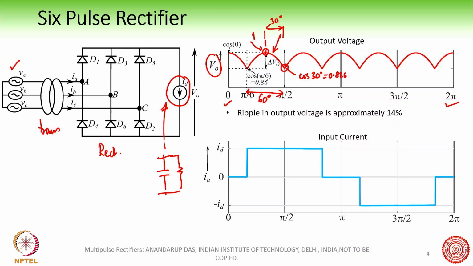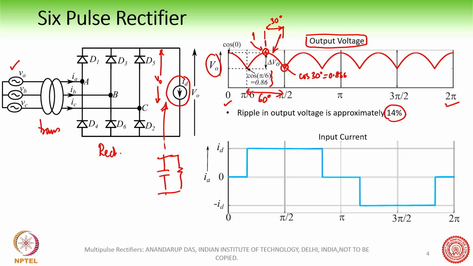So this is what we have written here, 0.866, and so we say that the peak to peak ripple is about 14% in this case, right? Output voltage. So this is one side. Okay, so this is the output. If we look into the output of the rectifier, which is available here, this is the V0 output.